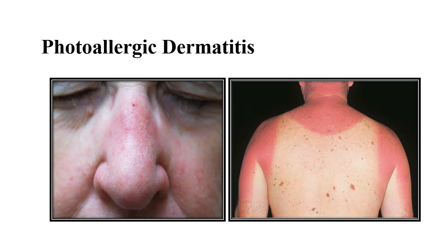Now, these are the pictures of photoallergic dermatitis. The eruption is pruritic and composed of erythematous papules and confluent plaques on the sun-exposed skin, usually the face, the neck, and the dorsal aspect of the arm. In the second picture, we can also notice that there is sharp demarcation between the sun-exposed and sun-protected areas.